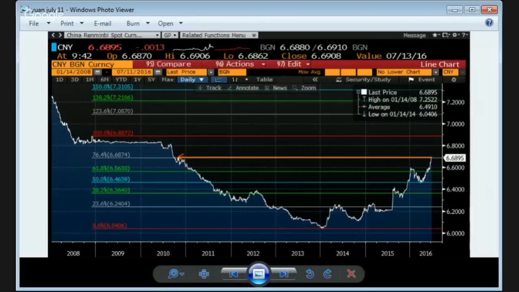Bonds, credit. We've talked about that extensively today. What negative rates mean and what they predict. Neither one is good.